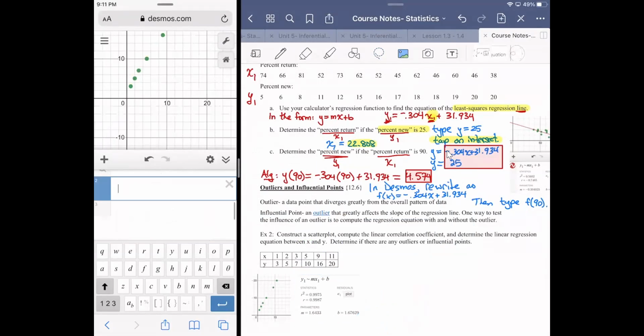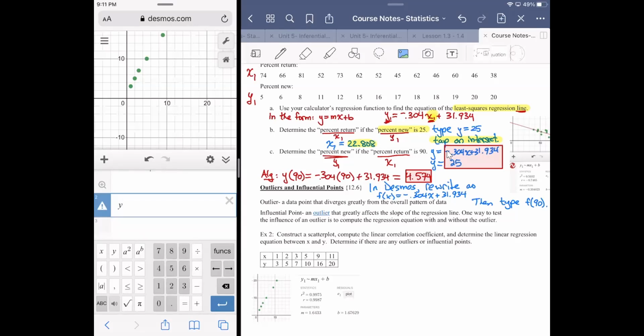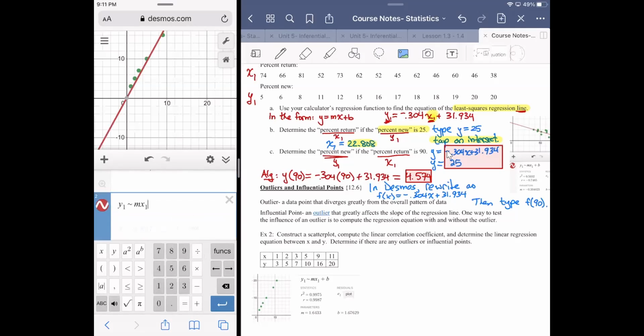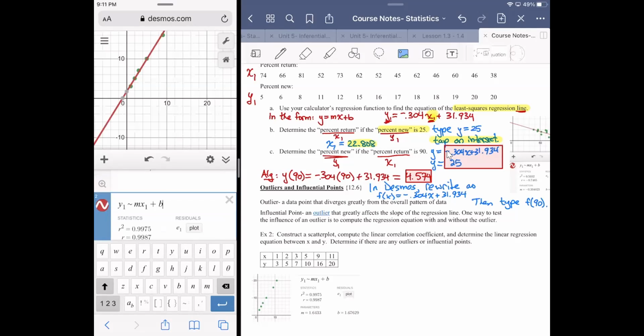So let me delete this. So I have my data table, and again, I take note of the fact that it's X1, Y1. So I'm typing in Y1. And then I'm going to go into the QWERTY pad and select the tilde right next to the comma. M times X1 plus B. And then hit the enter, lock it in, and now you have your summary information.